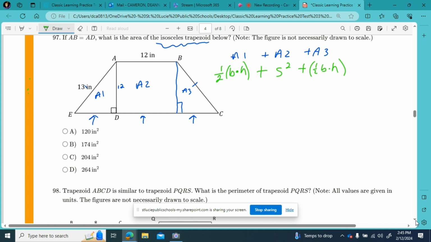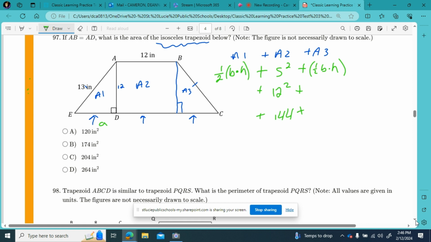So our area of the square in the middle is 12 squared, which is 144 square inches. And now for our triangle, we have our height is 12, but we need the length of our base. So we have triangle A, B, C, right? A right triangle with a missing side.